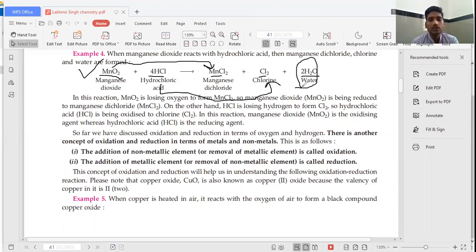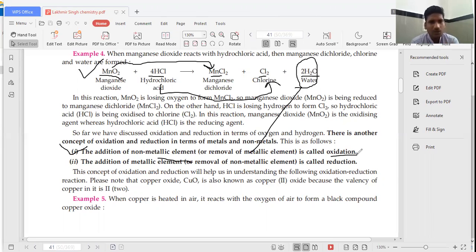And whenever you get water as a third product, a by-product, please ignore that, so that it will be easy for you to understand from what substance to what is the oxidized product and what is the reduced product. Clear? At the same time, we can also note that addition of a non-metallic element, or removal of a metallic element, is called oxidation. Whether you add a non-metal or remove a metal, both are considered oxidation. And addition of a metallic element or removal of a non-metallic element can be considered reduction, right?